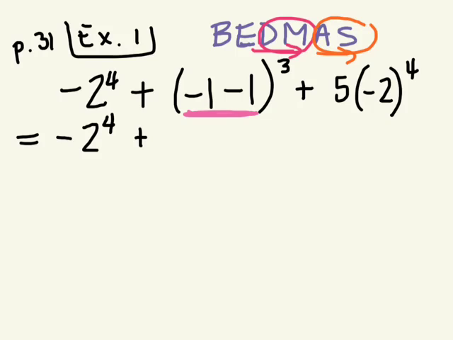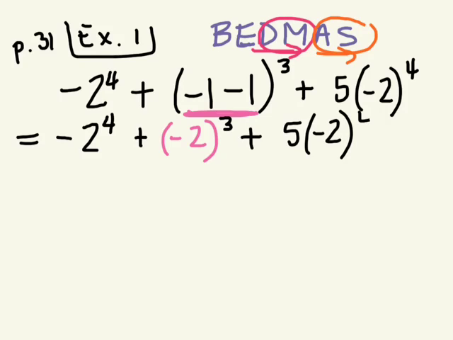-1, take away 1. What's -1, take away 1? -2. It was all of that to the power of 3. Are there any more brackets? There's nothing else inside a bracket that we can simplify. So plus 5. This bracket means multiplication, right? Okay, so we're done with the brackets.